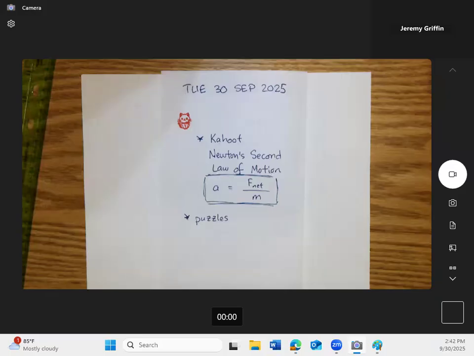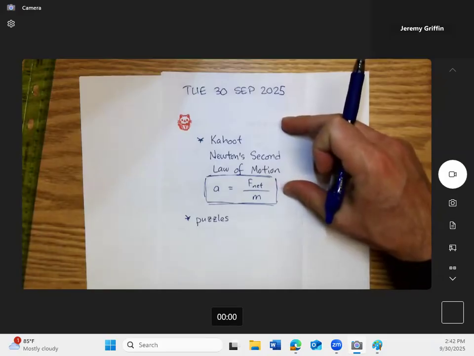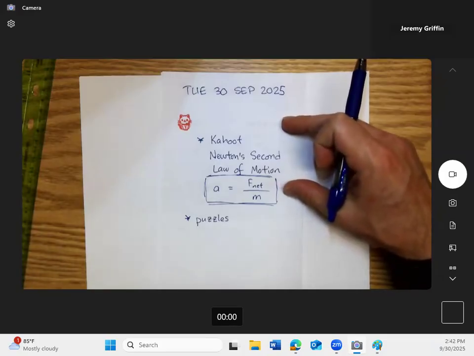Recording's rolling. It is Tuesday, September 30th. We're going to do a Kahoot on Newton's second law of motion. We did first law the other day. That was law of inertia.